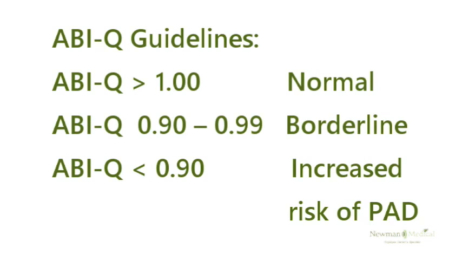ABI-Q Guidelines. ABI-Q greater than 1.00 indicates normal. ABI-Q between 0.90 and 0.99 indicates borderline risk of PAD. ABI-Q less than 0.9 indicates increased risk of PAD.